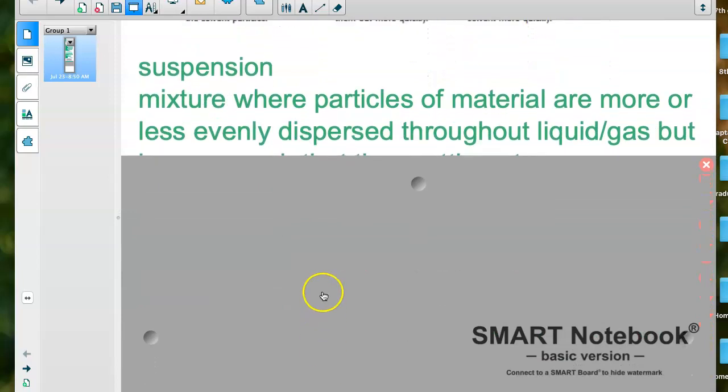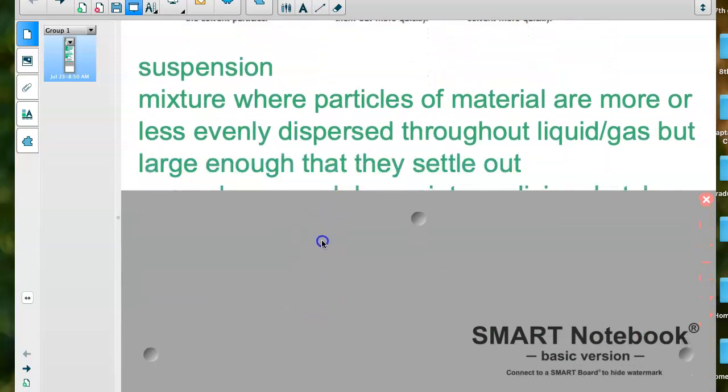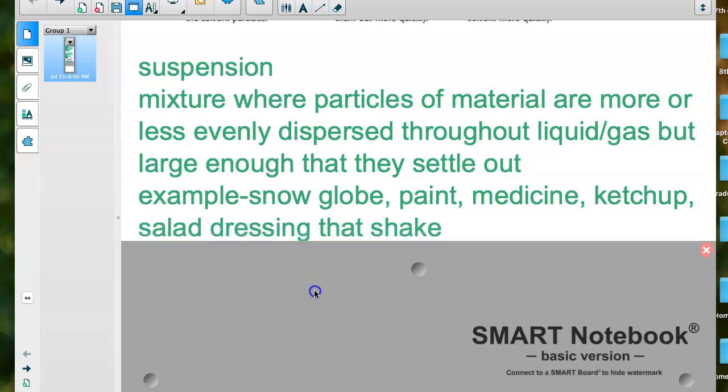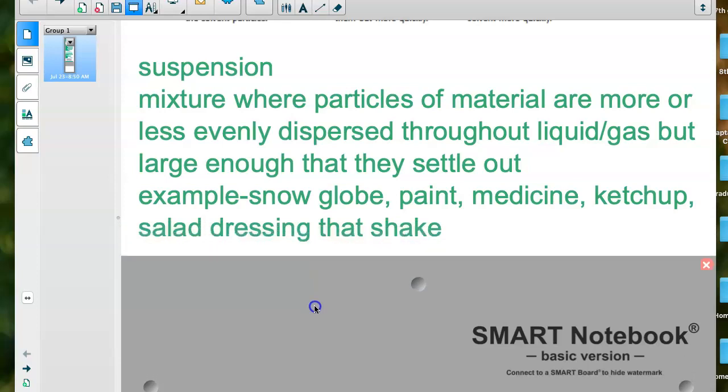So a couple more things here. We have what are called suspensions. These are mixtures where those particles of a material are very evenly dispersed. You don't even notice it, and they don't settle. Like, for example, they actually do settle, sorry. So for example, if you've ever shaken up a snow globe, those particles rest at the bottom and you have to shake it up again. If you've ever painted, oil-based or water-based paints, the water and the oil settle, and you definitely want to stir them up because that mixture settles out. So it's important to do that.